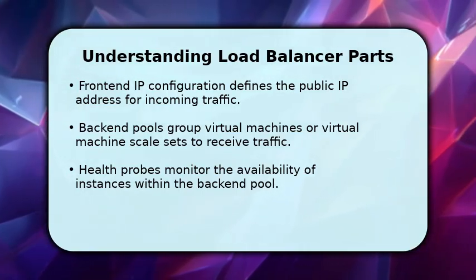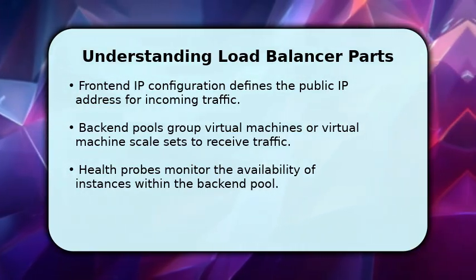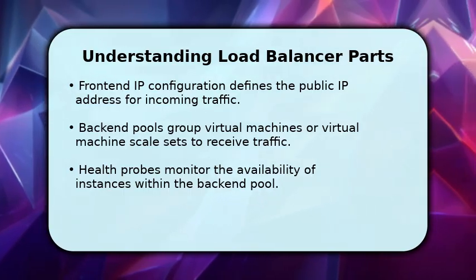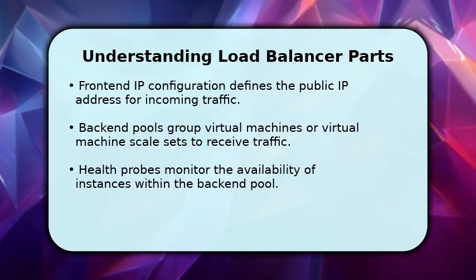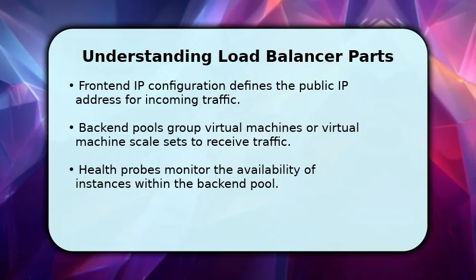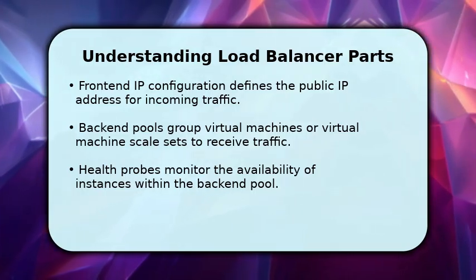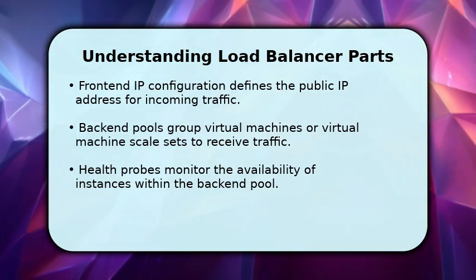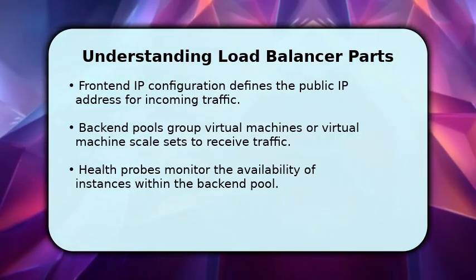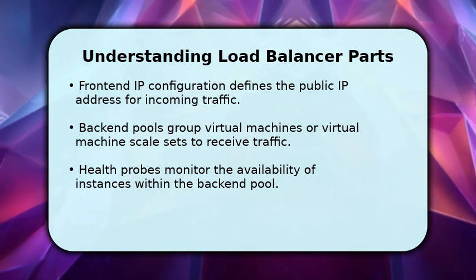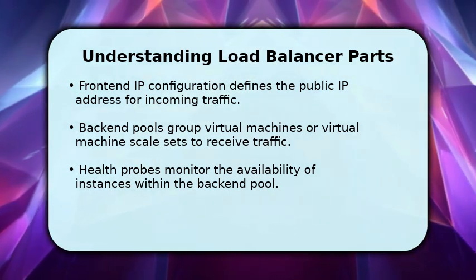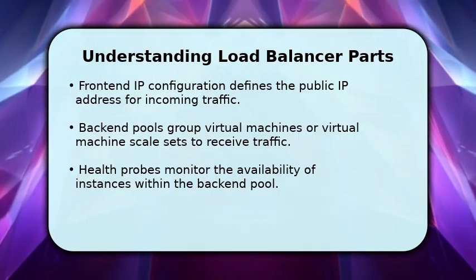First, the front-end IP configuration is the public IP address where your traffic arrives. Next, backend pools are collections of virtual machines or scale sets that will handle the requests. Health probes continuously check the health of these backend instances, ensuring traffic only goes to healthy ones. Finally, load balancing rules define how incoming traffic on a specific port is distributed to your backend instances.